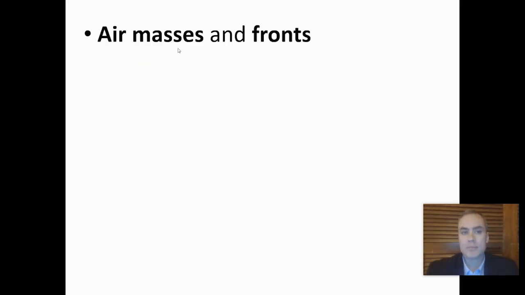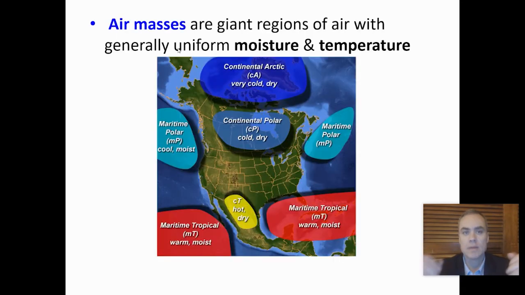So now that we talked about pressure and winds, we can talk about air masses and fronts, which are essential to understanding the weather. An air mass is simply a giant region of air that has a similar moisture and temperature throughout, a uniform common temperature and moisture. For example, if you look on this map, all these giant blobs are air masses.